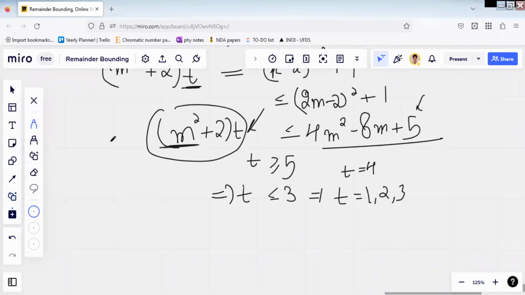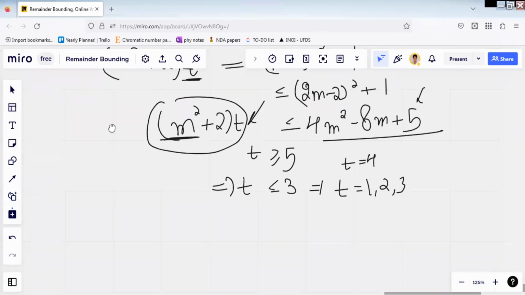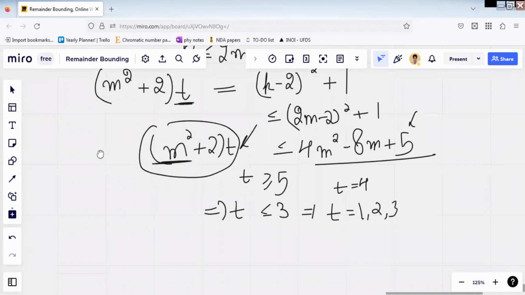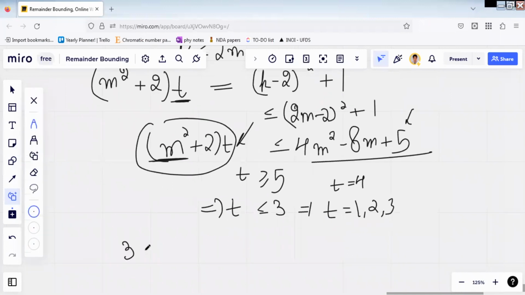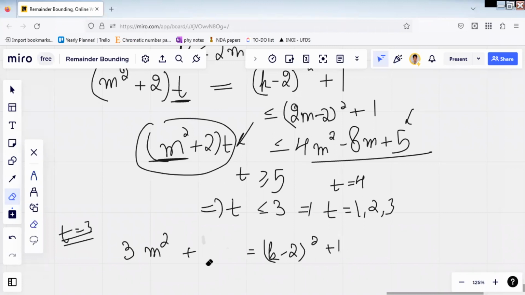Nice. So now we check these things. Let's say we check for 3 first, t equals 3. You should have 3m square plus 6 equals k minus 2 square plus 1, and you can say it's 5. Okay, what do we do for this case?